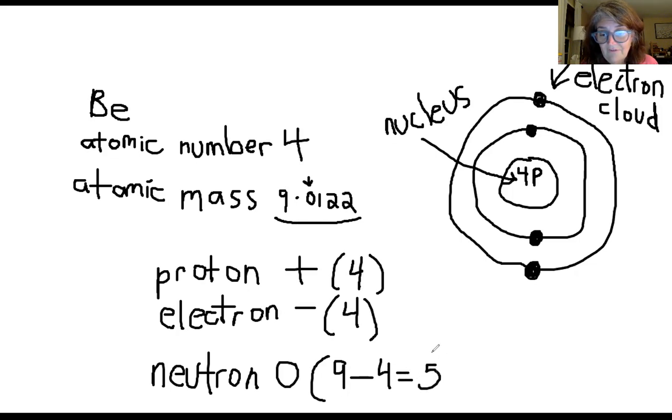I have 5 neutrons. So now I go back to my nucleus, because neutrons are also in the nucleus, and I add 5 neutrons. And this here is a beryllium atom. Any questions on that?